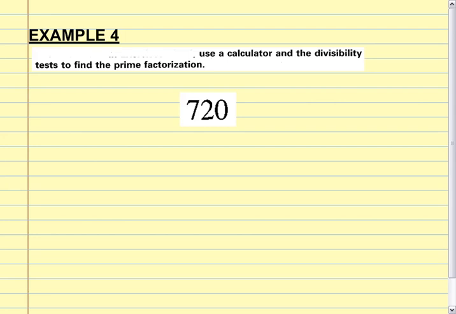Example number 4, it says use a calculator and the divisibility test to find the prime factorization. Now, let me ask you this. What method do I use to find the prime factorization? Vivian? Factor trees, exactly. So Vivian, since you came up with that, what's the first two that you want to use? 10 and 72. 10 times 72. That gives us 720. Perfect.